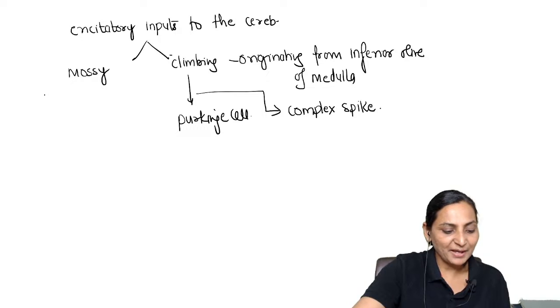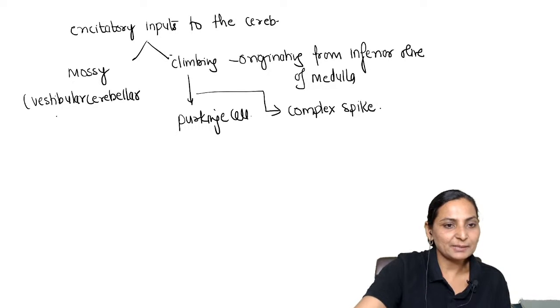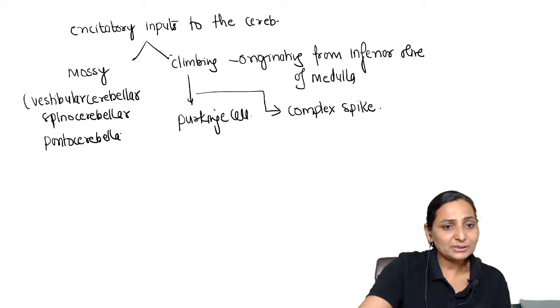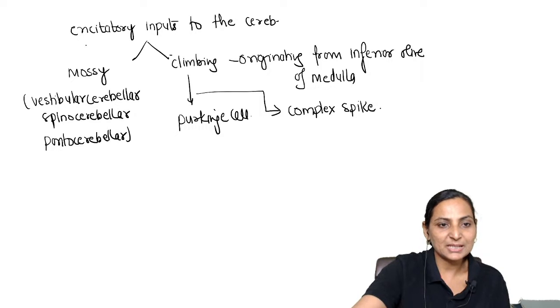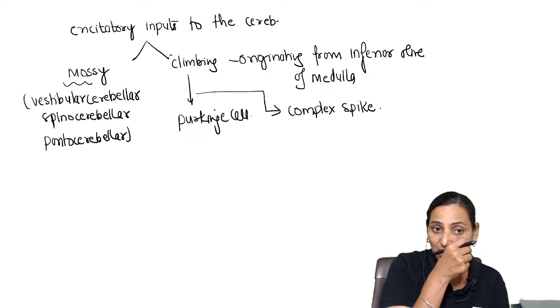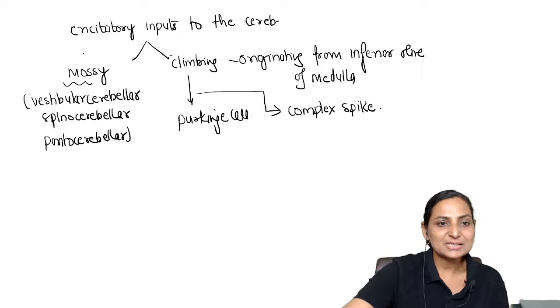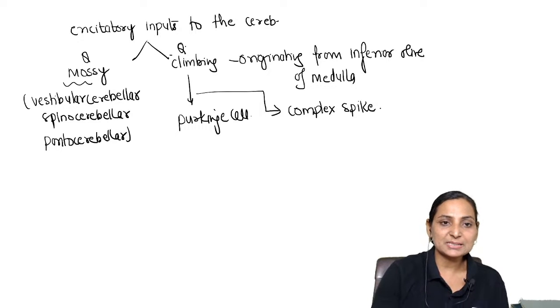Whereas the mossy fibers are the inputs which are coming from the vestibulocerebellar, then your spinocerebellar, then the pontocerebellar. All these tracts or fibers are actually the mossy fibers which are coming to the cerebellum. So the mossy fibers and the climbing fibers are the excitatory inputs to the cerebellum.